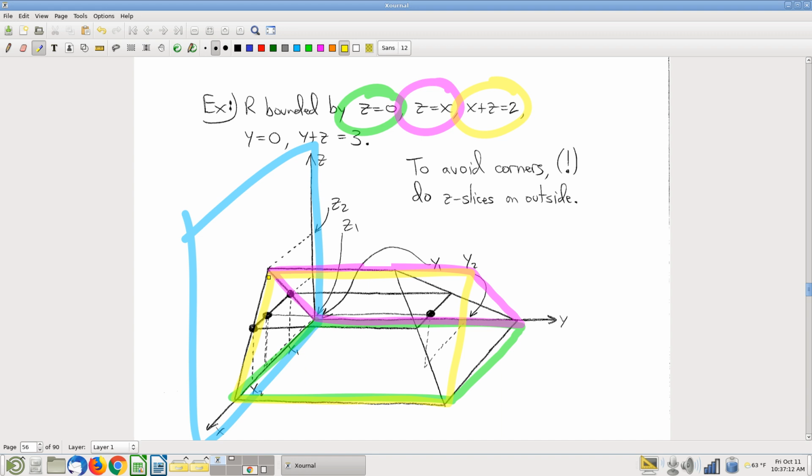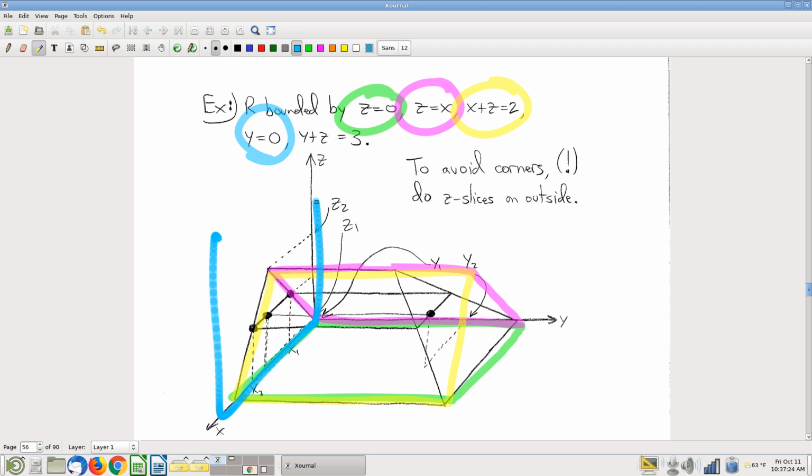Does anybody have any questions about that? Does everybody see how that foot in the door works? Okay. All right, and then we have two more equations to think about. y equals 0 is that plane right there that cuts through our pre-existing three planes. It cuts through like that, right?